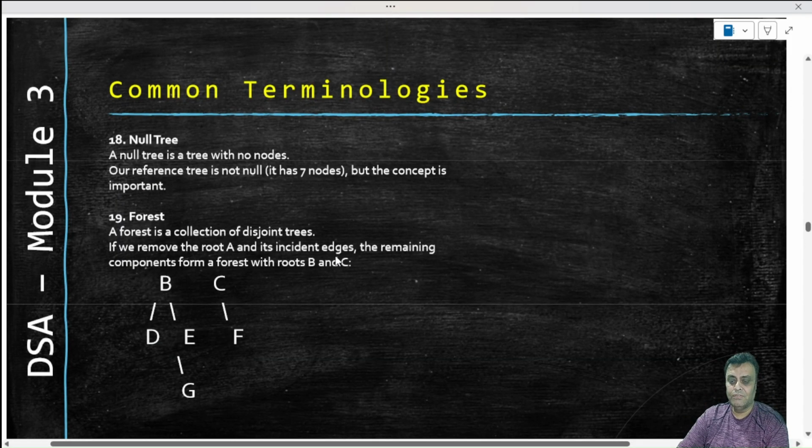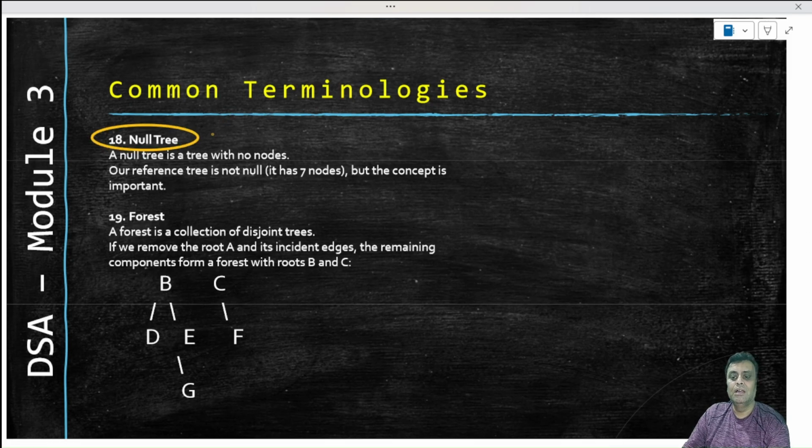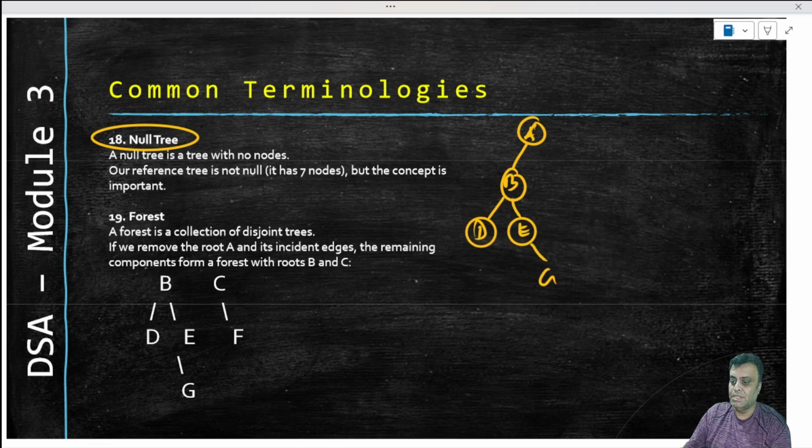The last part of the common terminologies is a null tree, and the null tree is actually a tree which doesn't have any node at all. That's what is a null tree. And a forest is any kind of subtree of a tree. So if I take A, B, D, E and G, and then I take C and F.